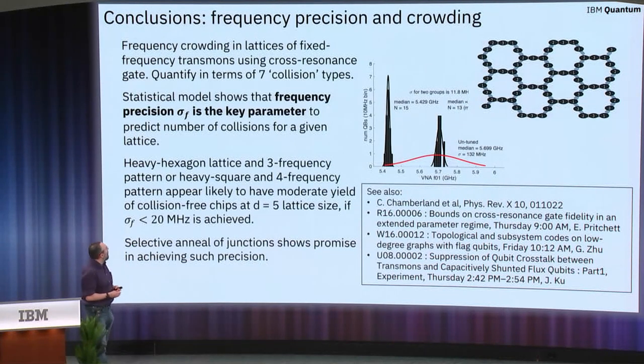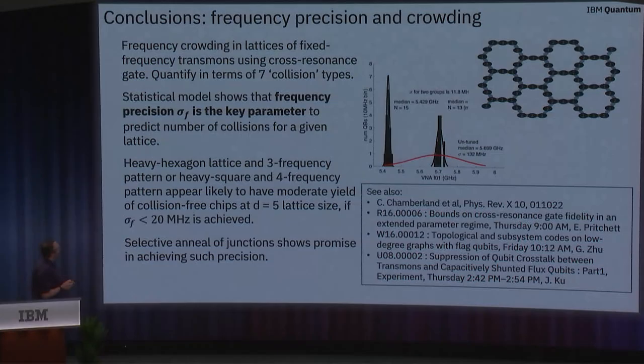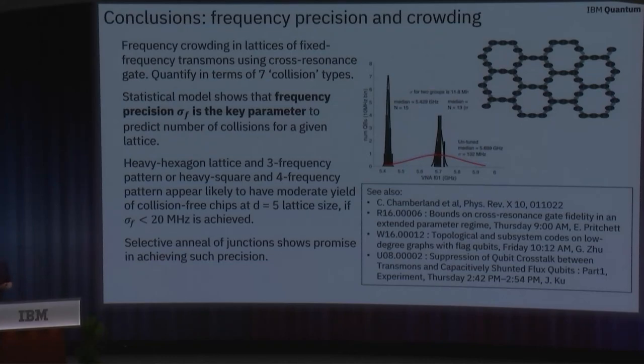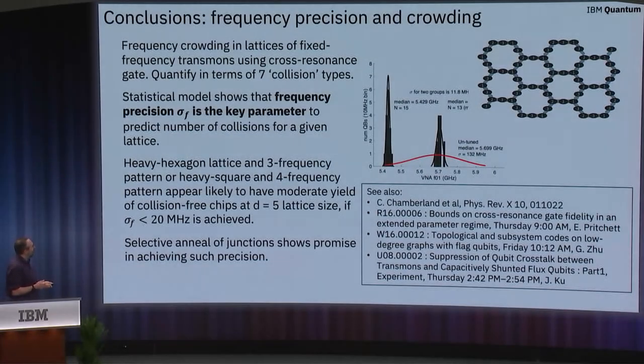So let me summarize. We recognize and we're working hard to quantify the frequency crowding problem and collisions in lattices of fixed frequency qubits, where we're trying to avoid frequency crowding in order to maintain gate fidelity. We can use a statistical model to show that the precision of setting the qubit frequencies is really the key parameter in order to be able to predict how well you're evading the frequency crowding.